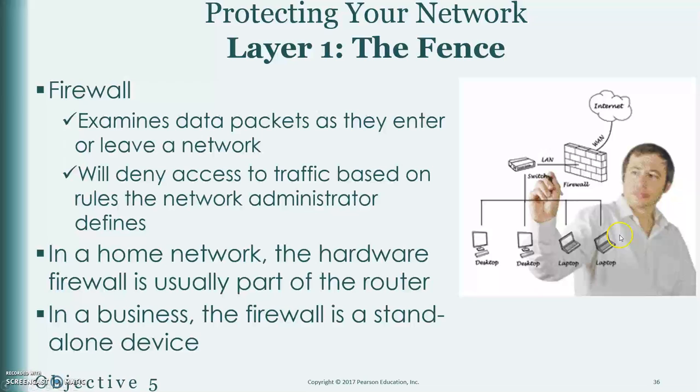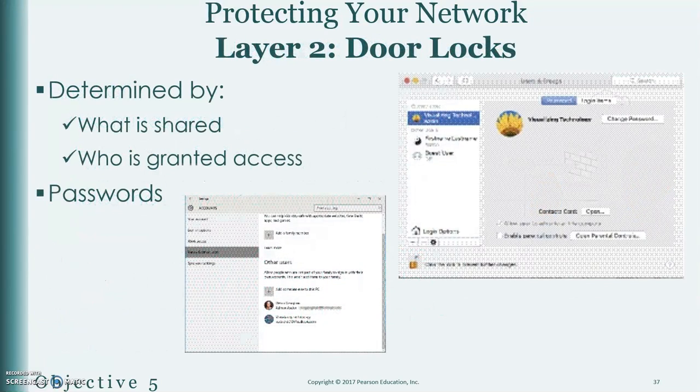Here are all these desktops and laptops getting their data through this switch. This is your firewall, and here's your local area network. Here's your wide area network, which is of course the internet. So this firewall determines, okay, we'll let this information go through. Yes, we'll let this information come out this way. Or it'll say, you know what, nope, we're going to stop that right there. We don't want that coming through on our network. And in a business, your firewall is actually a standalone device.